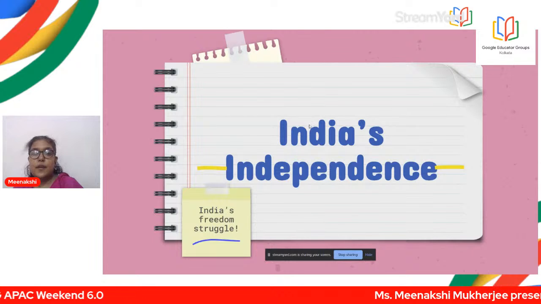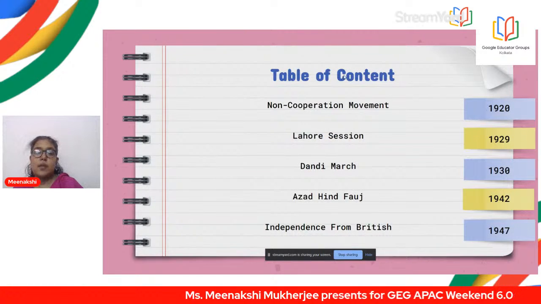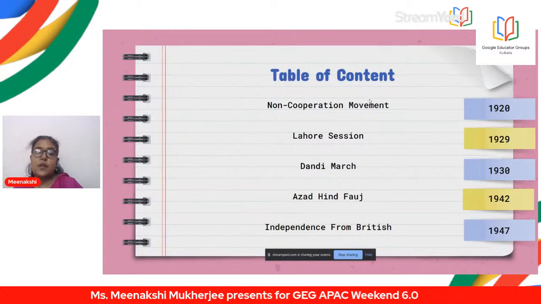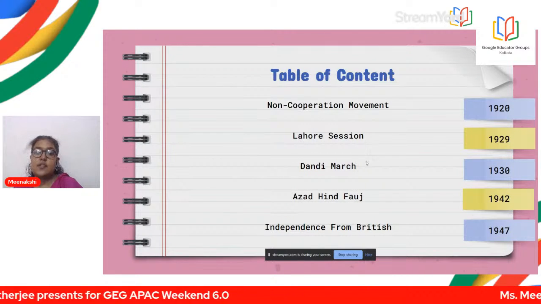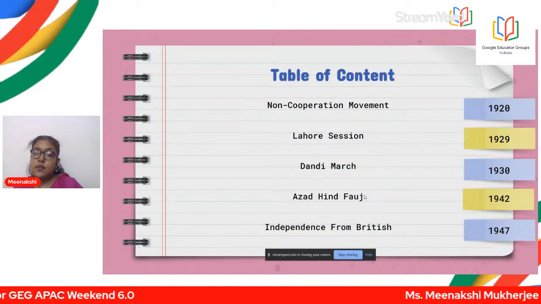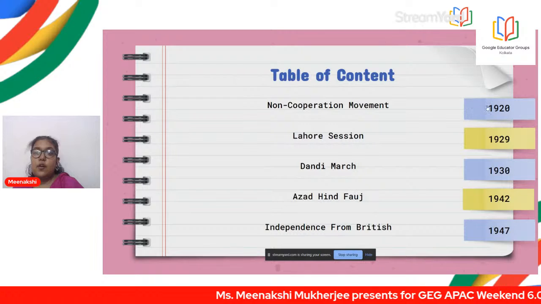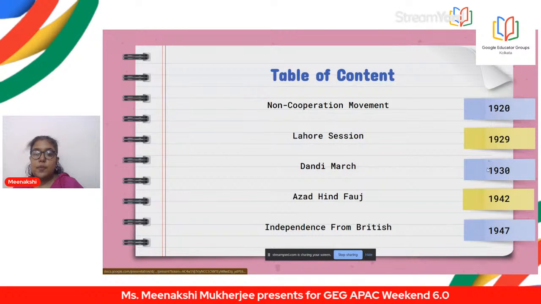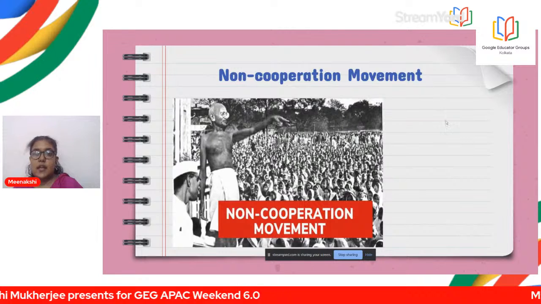Now this is my cover page. I haven't labeled any markers here. Now the notes come here. So the table of contents means this booklet will tell me about the non-cooperation movement, the Lahore session, the Dandi March, Azad Hind Fauj, and independence from the British. If each year is also incorporated, all they have to do is click and they will be directed.